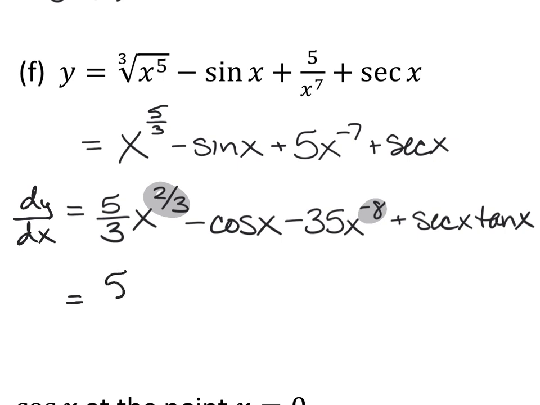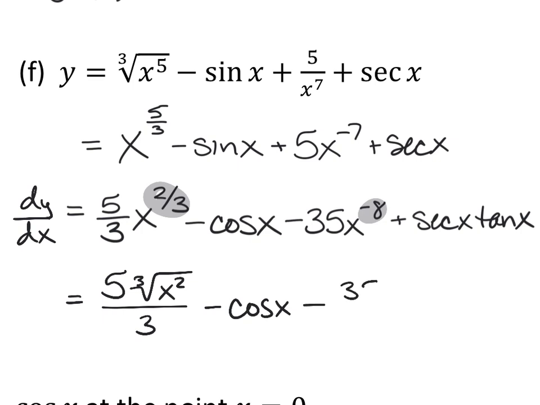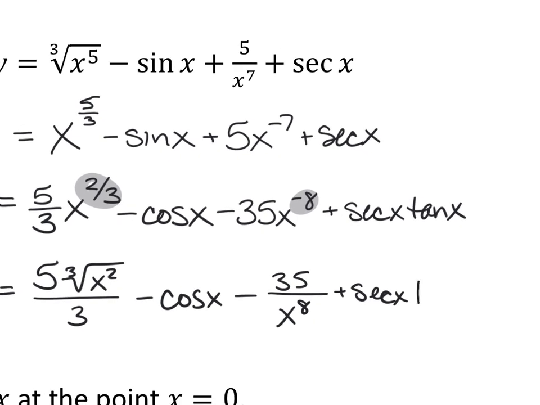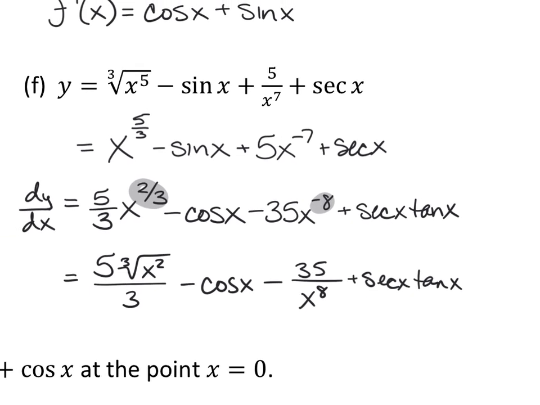So we're going to have 5 cube root of x squared over 3, which you could write as 5/3 times the cube root of x squared. It's the same thing. Minus cosine of x minus 35 over x to the 8th plus secant x tangent x. So now these trig rules just become part of the things that we know how to do for derivatives.